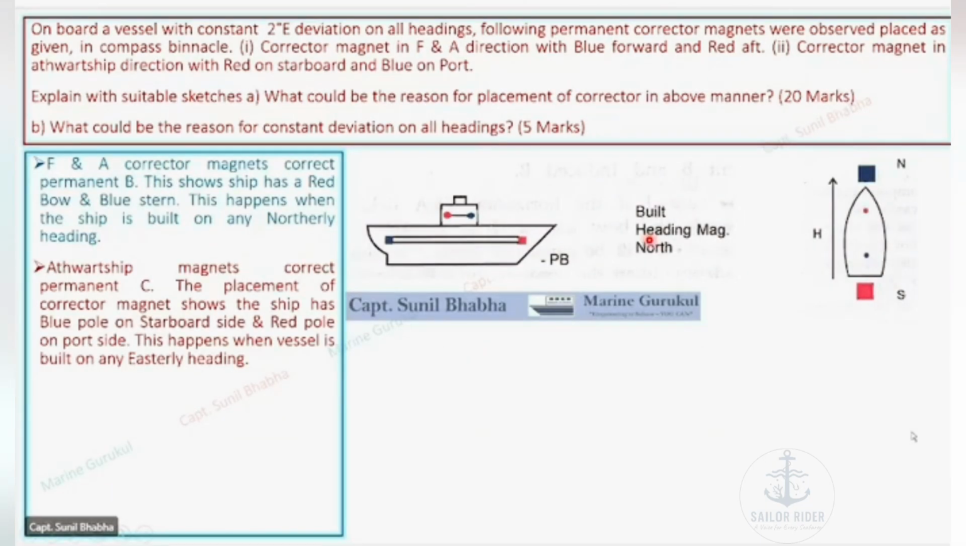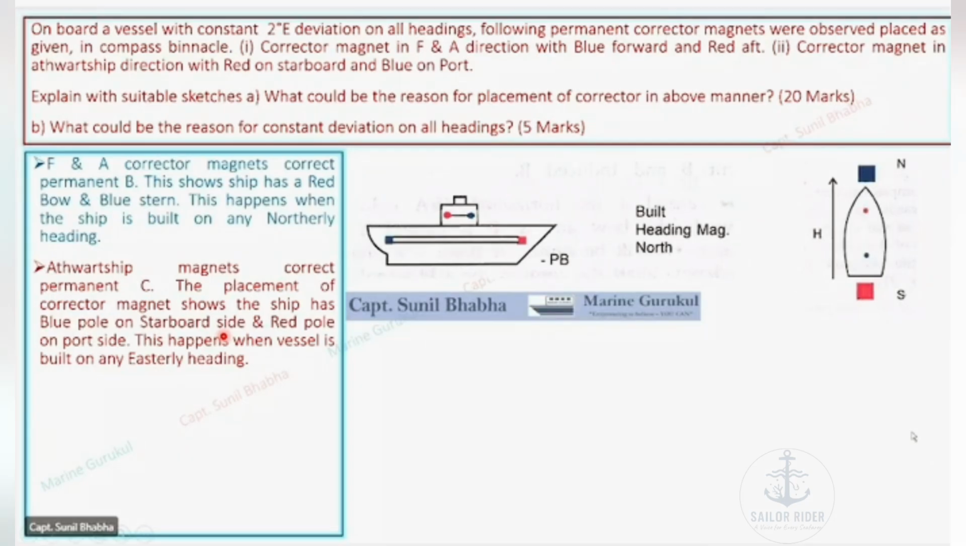Now moving on to the second part of the question. Athwartship magnets placed in the binnacle correct coefficient permanent C. The placement of the corrector magnet shows that the ship has a blue pole on the starboard beam or starboard side and a red pole on the port beam or the port side. You see, the question mentions that the corrector magnet is having its red pole to starboard. This red pole of the corrector magnet to starboard cancels out the blue pole of the ship on the starboard beam.